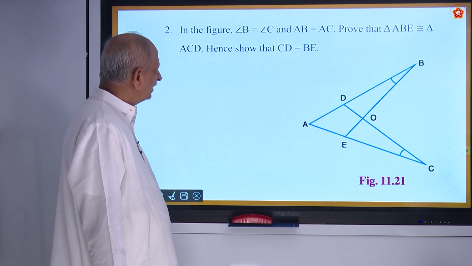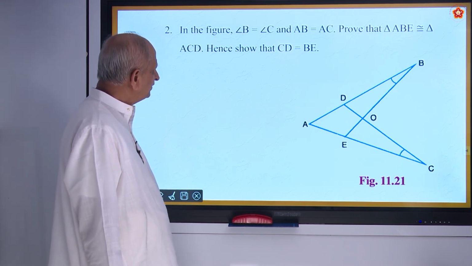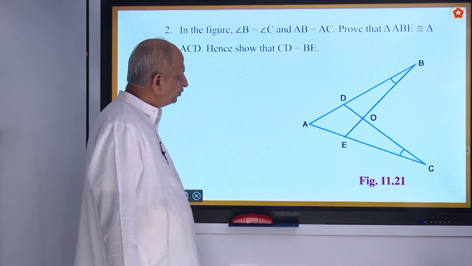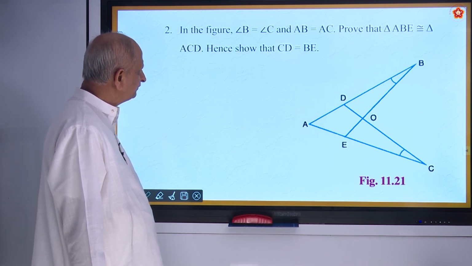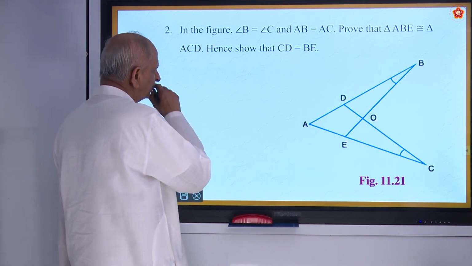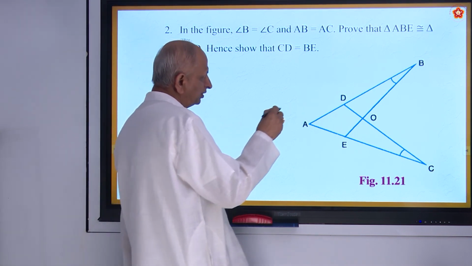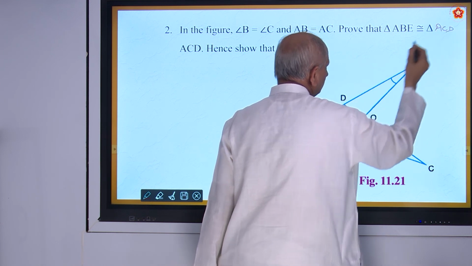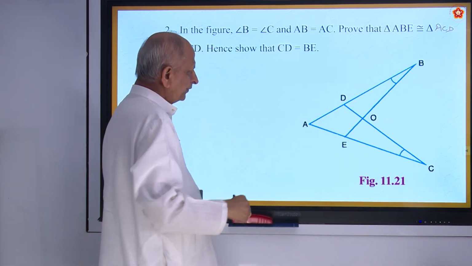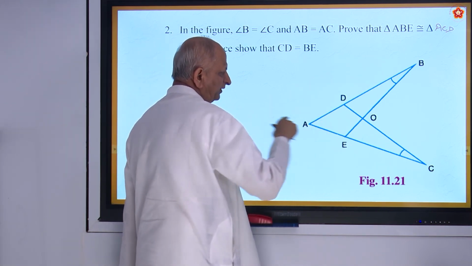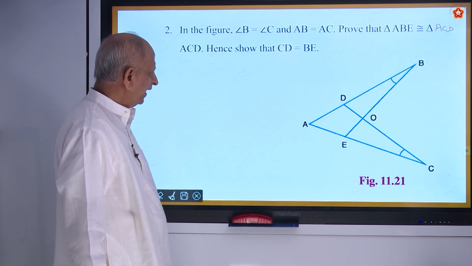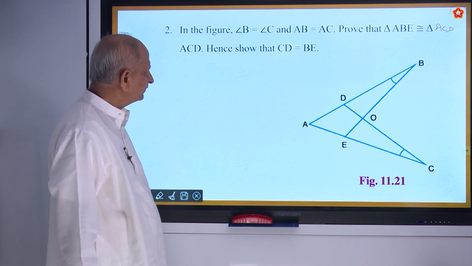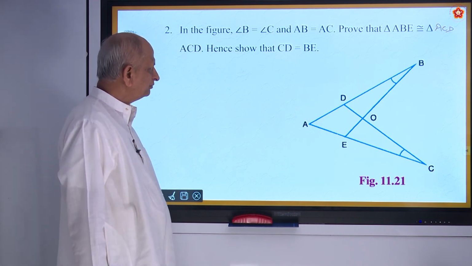Second problem. In the figure, angle B is equal to angle C. AB is equal to AC. Prove that triangle ABE is congruent to triangle ACD. So AB is here, ACD is here. You must state the congruence. And hence show that CD is equal to BE. Okay, that you have to prove.